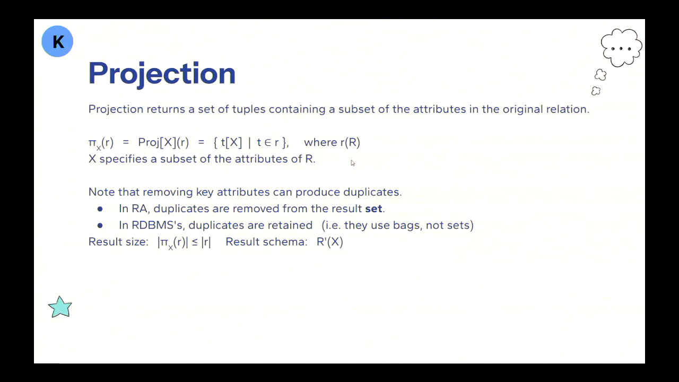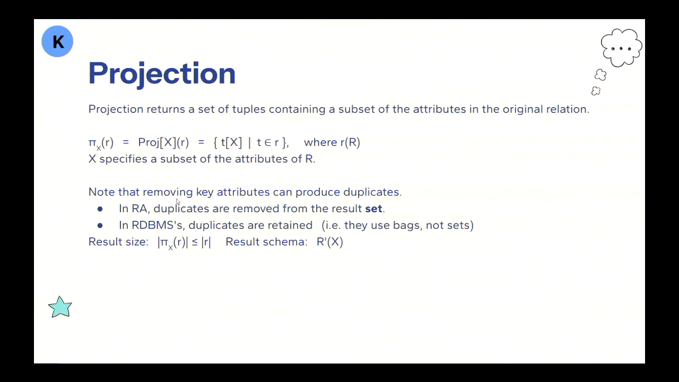Now you may wonder, what if we just want to select a few attributes, or a subset of attributes from R? What can we do? We need another operation here, which is called projection. Projection is used to return a set of tuples containing a subset of attributes in the original relation. As you can see here, projection is returning a subset of attributes of the original relation.